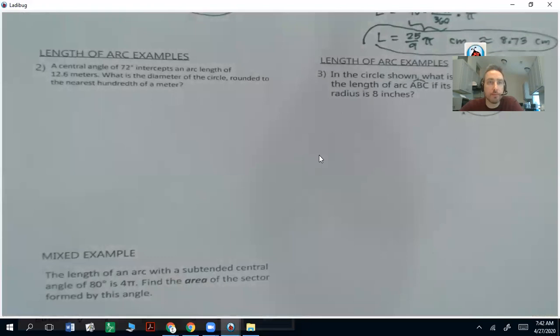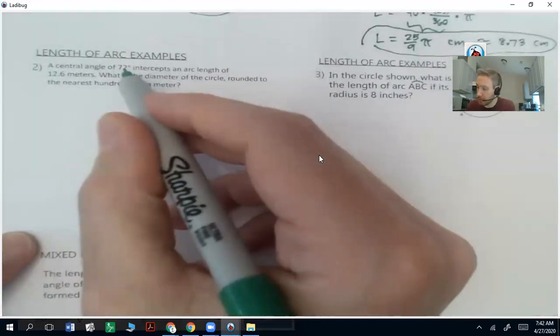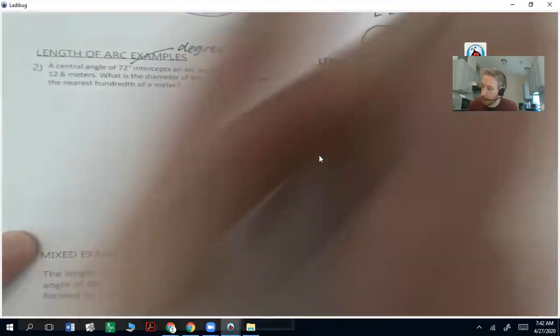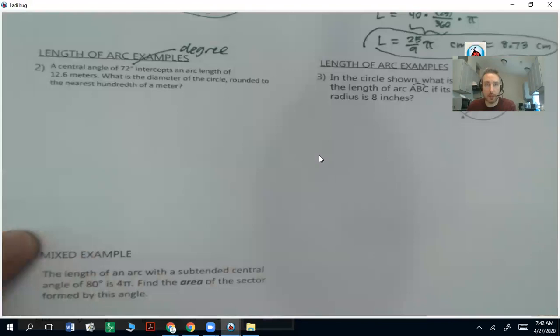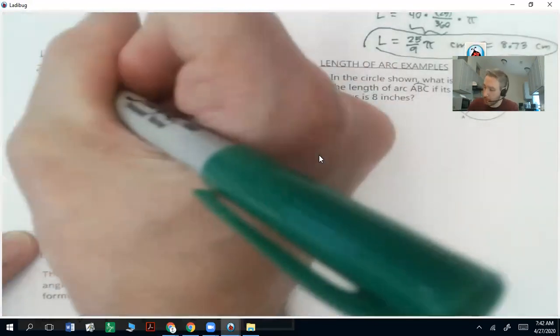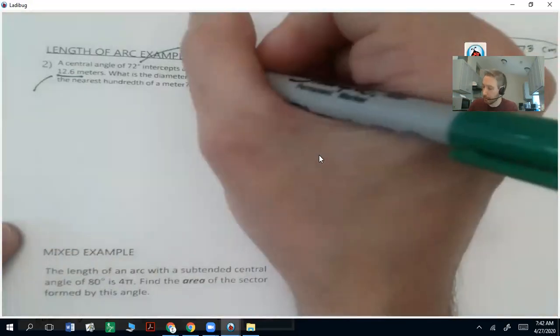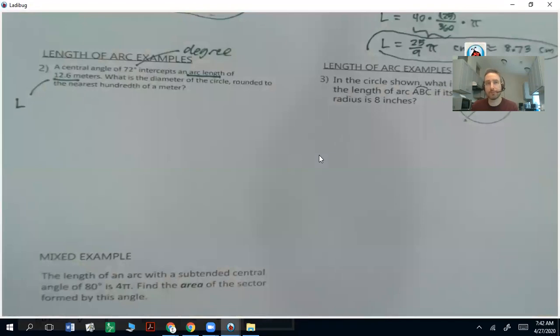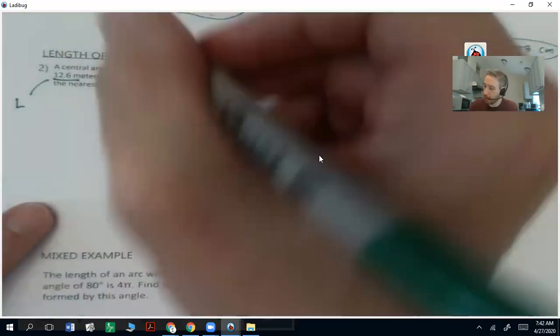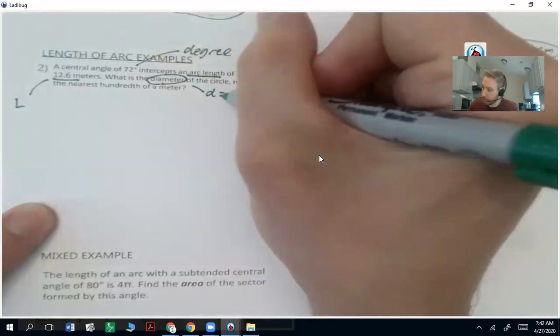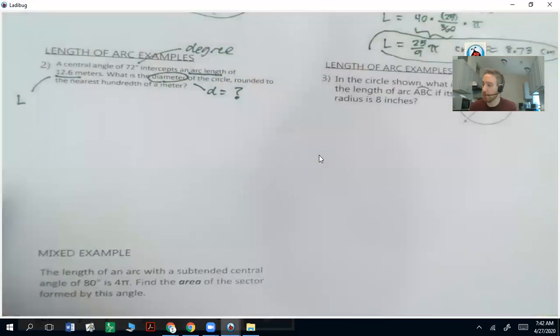Okay, question 2. A central angle of 72 degrees, there's your degree, intercepts an arc length of 12.6 meters. So that's not a radius or diameter, it says arc length. They give you what it equals, and they want to know what is the diameter of the circle. Round to the nearest hundredth of a meter.